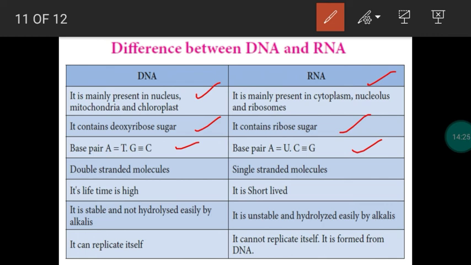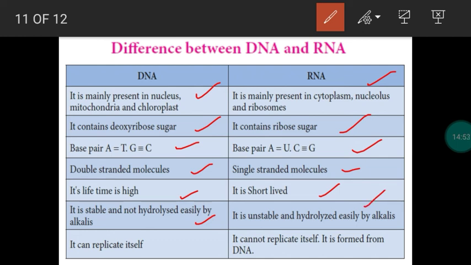Next, DNA is a double helix structure. So it has two strands or chains, a double stranded molecule. RNA is a single stranded molecule, and the lifetime of DNA is long. RNA is short lived. DNA is stable and cannot be hydrolyzed easily by alkalis, but RNA is unstable in nature, so it can be hydrolyzed easily by alkalis.